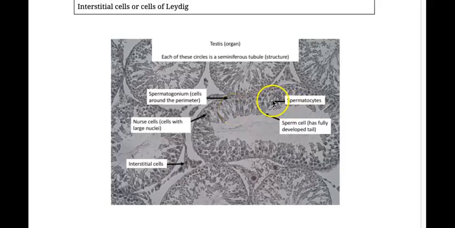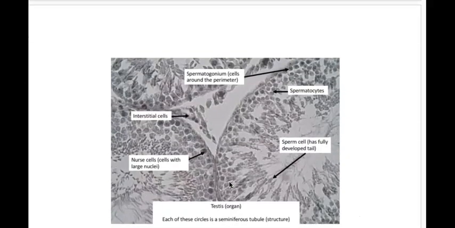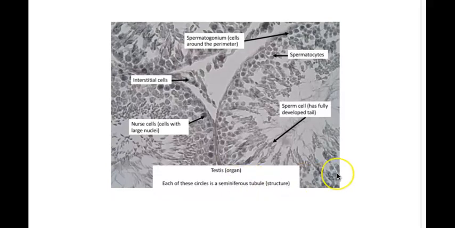So any of these cells here in the middle, so again, not along the edge, not just right inside, these are simply sperm cells or spermatocytes. And then once it has a fully developed tail, it is considered a sperm cell. Otherwise, it's just a spermatocyte. It's like a potential sperm cell. And then you'll have cells that are in between these seminiferous tubules. Those are simply called interstitial cells. And this is just another more zoomed in image of that.